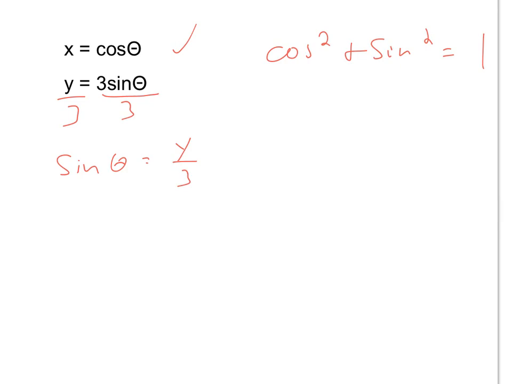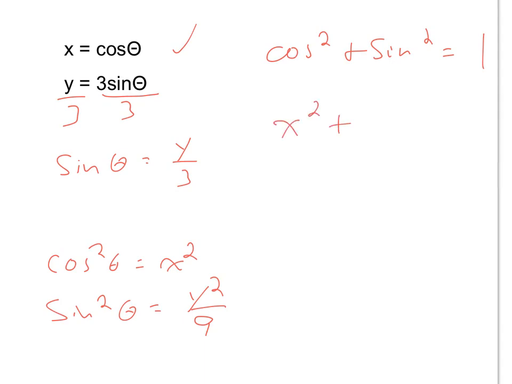In other words, if cosine theta is equal to x, that means that cos squared theta is equal to x squared, and sine squared theta is equal to y squared over 9. So cosine squared is x squared plus sine squared is y squared over 9 is equal to 1. If I put x squared over 1, it looks like I have an ellipse. So this parametric equation is an ellipse of x squared plus y squared over 9 is equal to 1. That would be a vertical ellipse centered at 0, 0.